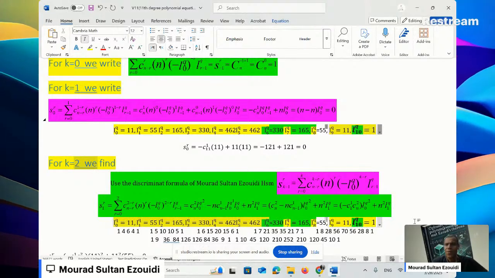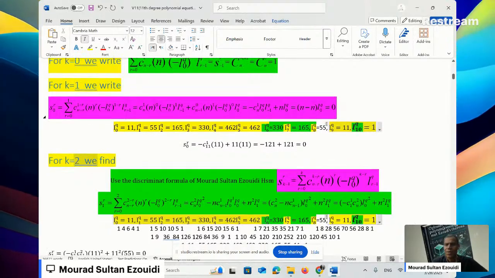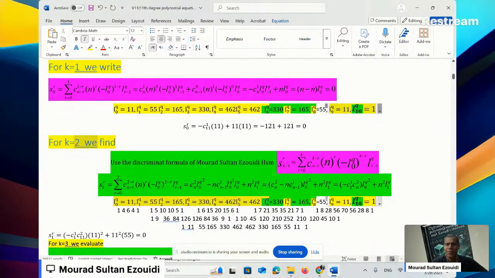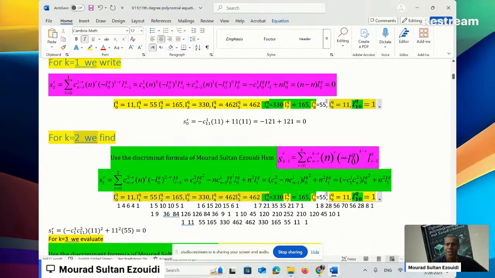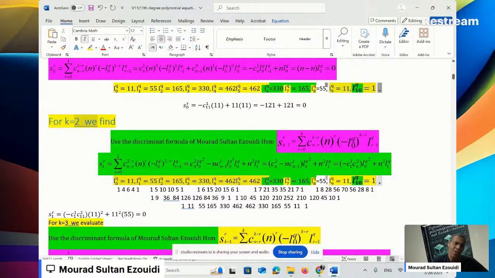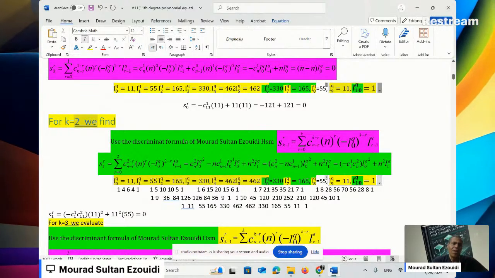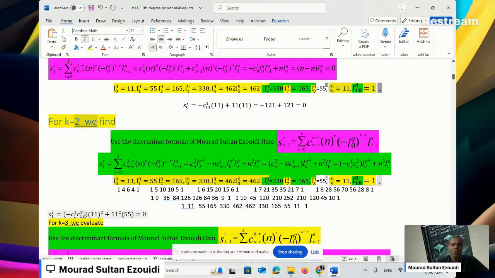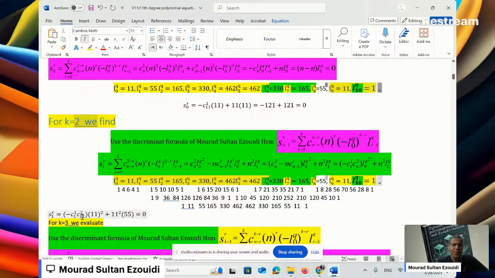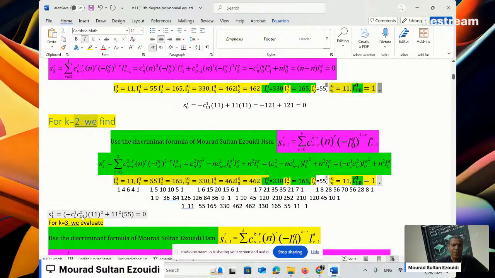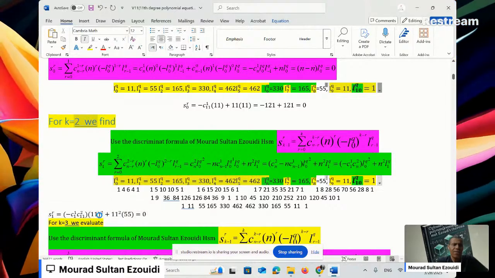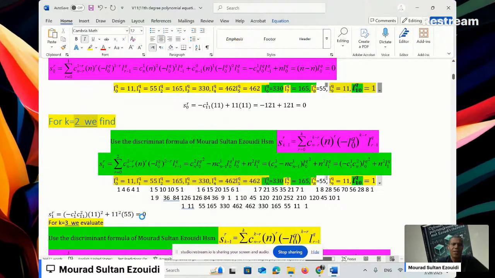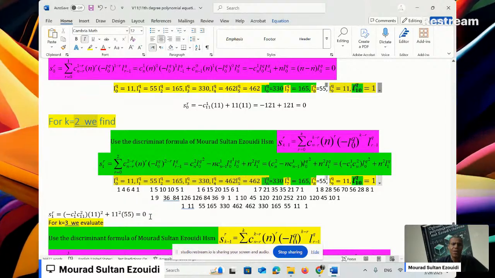Okay, so I'm going to substitute in the second formula to find, let's say, the second coefficient of this new equation. You get from the equation 11 choose 2, which is in fact 55, minus 55 times 11 squared plus 11 squared times 55. It's going to be clear, my kids, that this is equal to zero.